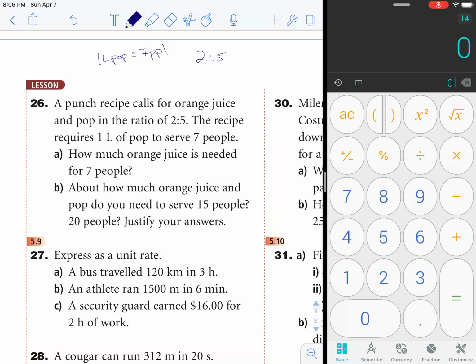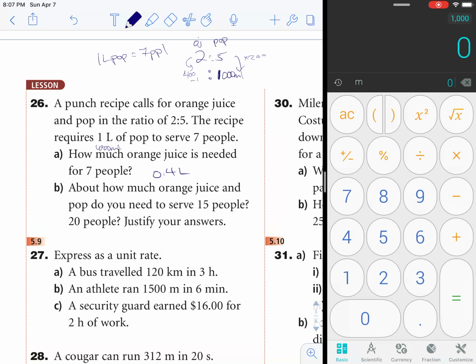So 2 to 5 ratio of orange juice and pop. So if we're going from, we need 1 liter. 1 liter is 1,000 milliliters. So I'm gonna change 1 liter to 1,000 milliliters. And how I go from 5 to 1,000 is multiplying by 200. So my multiplication factor is 200. So if I multiply 2 by 200, I get 400 mils, which is the same as 0.4 liters.